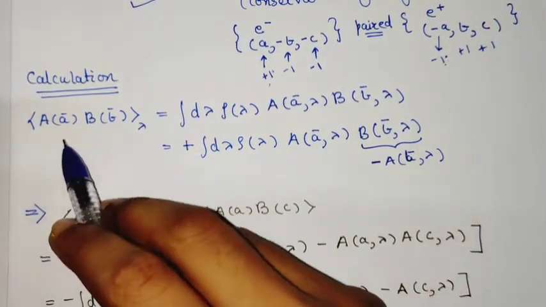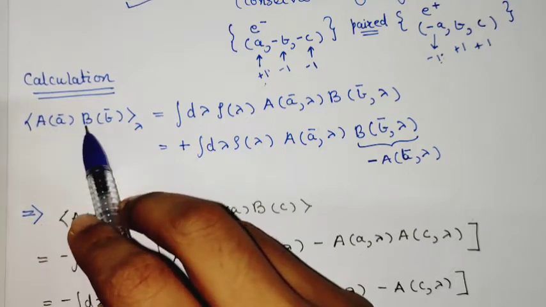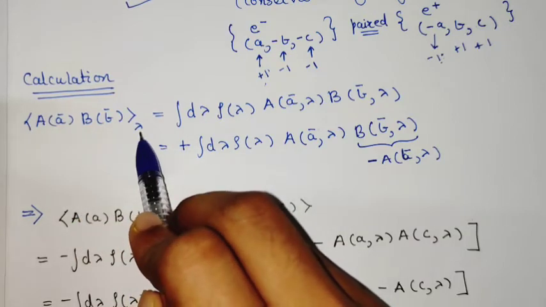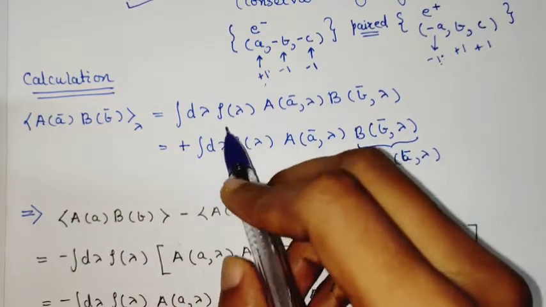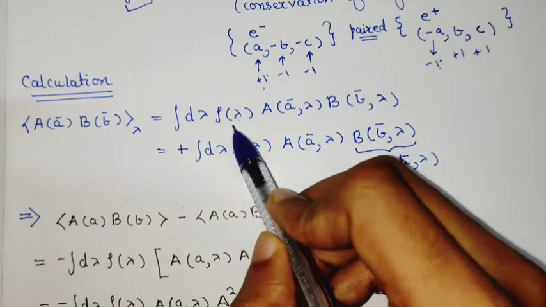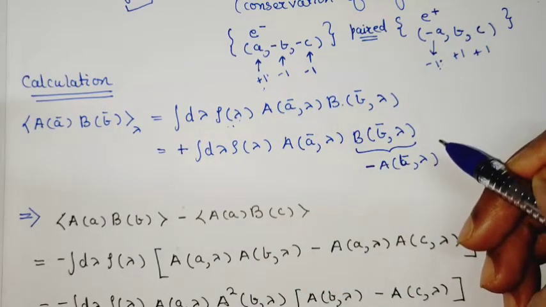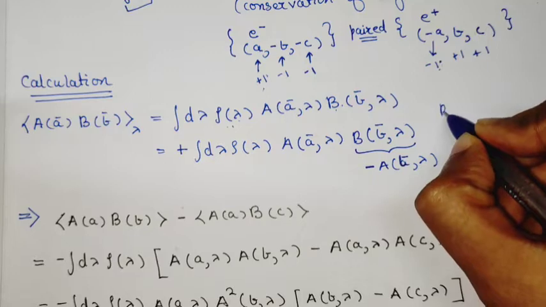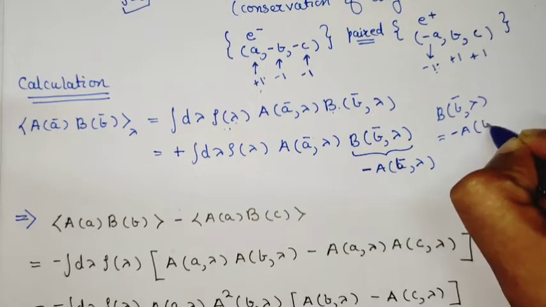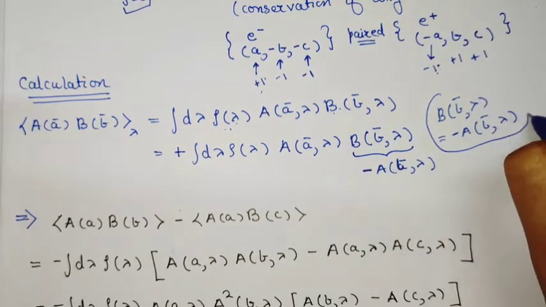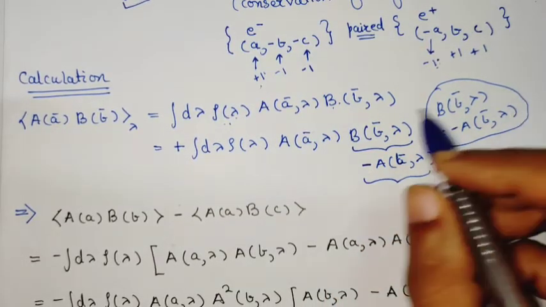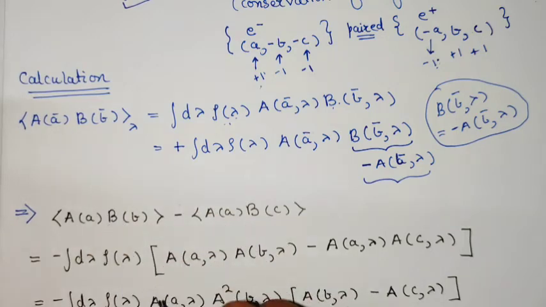So what we will do is that we will calculate the average of this particular product of these two random variables, and the average will be over all values of lambda, and it is simply given by plugging in the density function and the product here. Now in the next line we will change B of b comma lambda to minus A of b comma lambda using the fact that angular momentum needs to be conserved. So then we get this, and we get a value of this particular expectation.